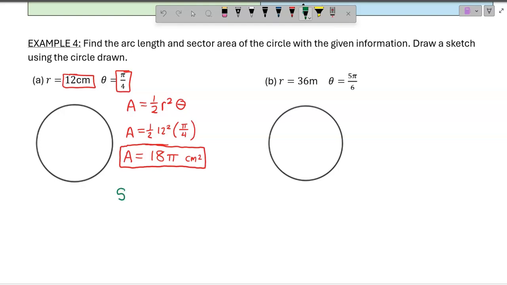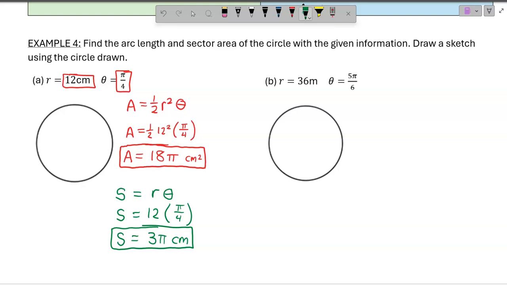If we wanted the arc length here, we would use the new formula, r theta. In this case, r is again 12 and theta is pi/4. Keeping this in terms of pi, we're really just taking 1/4 of 12, and that's going to give me 3 pi centimeters. Notice that area is in square centimeters, and arc length is in a one-dimensional unit. So go ahead and pause this video. I would like you to try to find the area of the sector and the arc length for the circle in letter B. Go ahead and pause this right now.